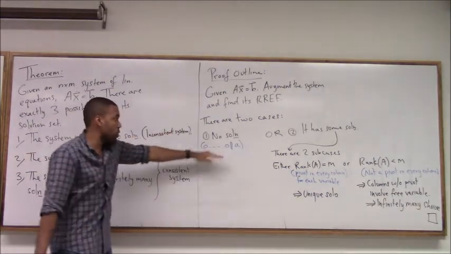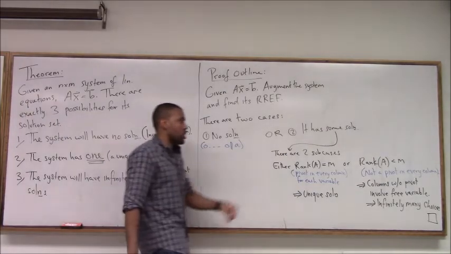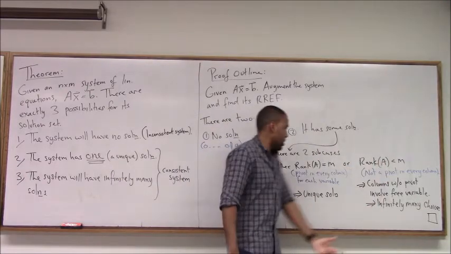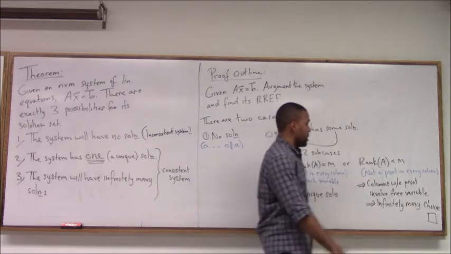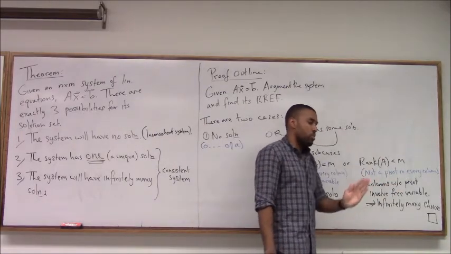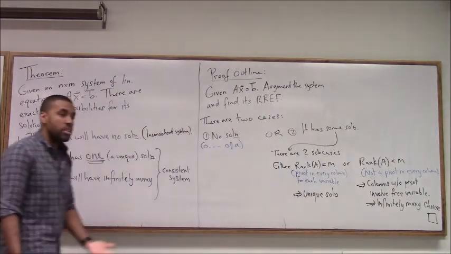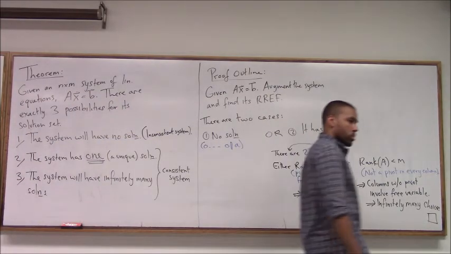Either we get a bad row or we don't. If we get a bad row, that means we have no solution. That's situation one. If we don't get a bad row, there are two possibilities: either every column has a pivot or not every column has a pivot. If every column has a pivot, each variable has a unique number associated with it. If not every column has a pivot, then the variables without pivots get to be whatever they want. They get to be free variables, and so you have infinitely many choices for those variables, hence infinitely many solutions for the system.